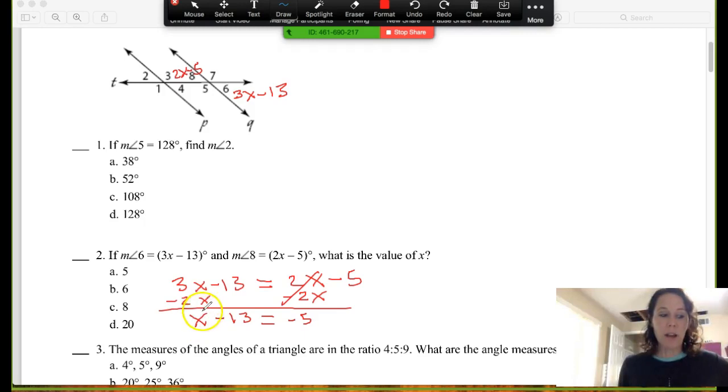Now I need to solve for x, so I want to isolate it. I got to get rid of this minus 13, and the opposite of minus is add. So I add 13 to both sides. That eliminates that. Bring down the x, bring down the equals, and negative 5 plus 13 is the same as 13 minus 5, which is 8. So the value of x is 8, or C.